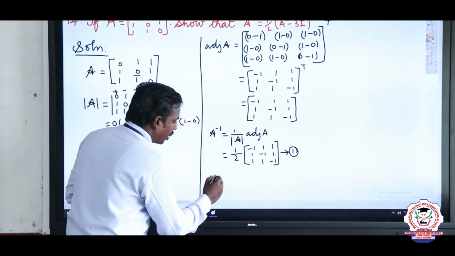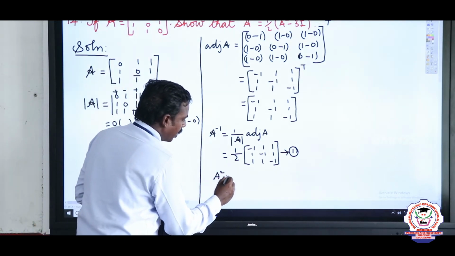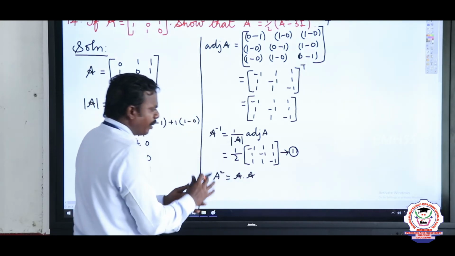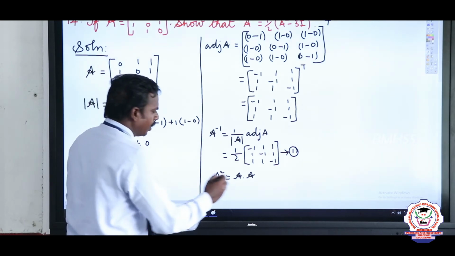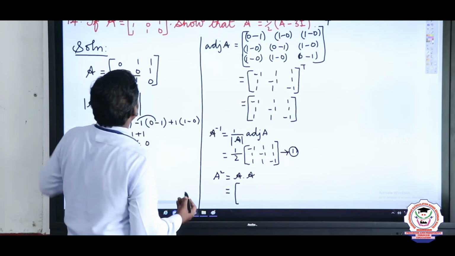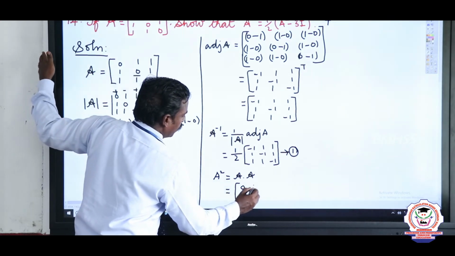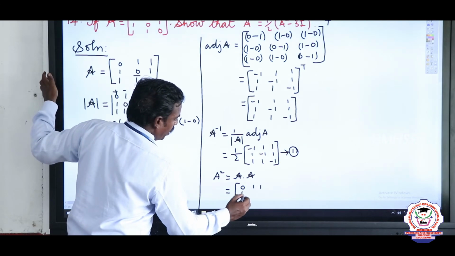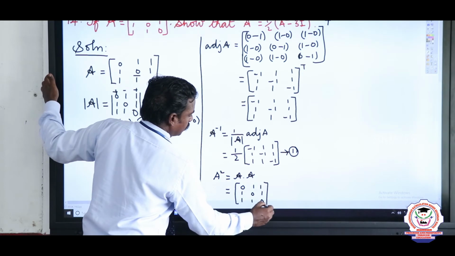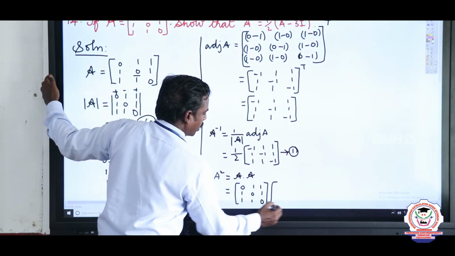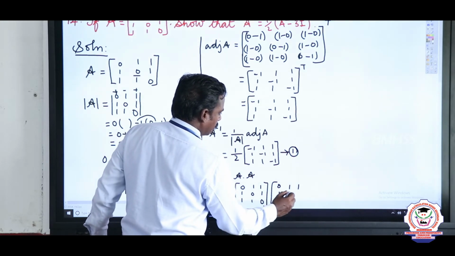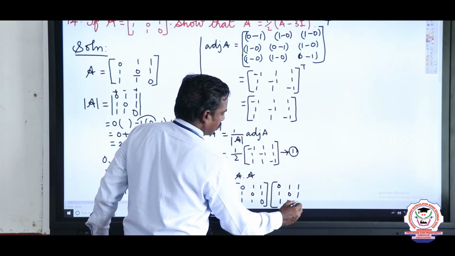From this, A square equals A into A. So 2 times we need to write that matrix. A matrix we need to write 2 times. So the A matrix is the given matrix: first row 0, 1, 1. Second row 1, 0, 1. Third row 1, 1, 0. Once again, because it is A into A, 0, 1, 1, 1, 0, 1, 1, 1, 0.